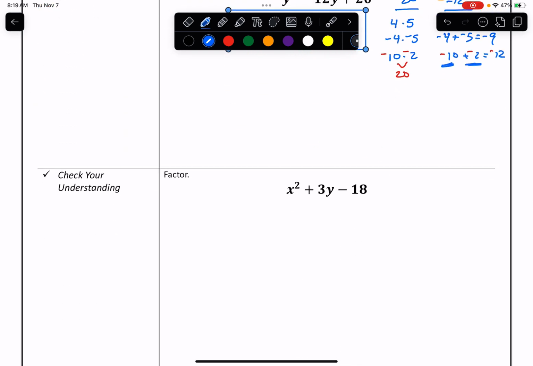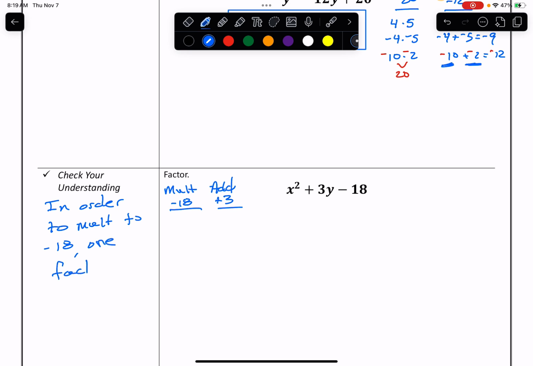Multiply to a negative 18, add to a positive 3. In order to multiply to a negative number, one factor is positive, one is negative. So I look at negative 18.